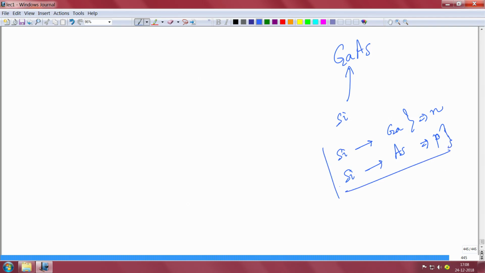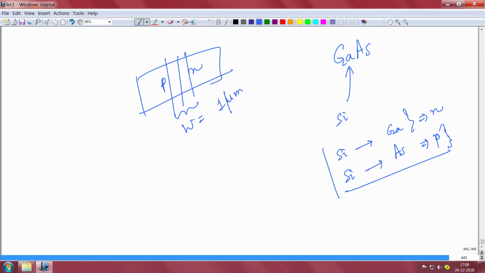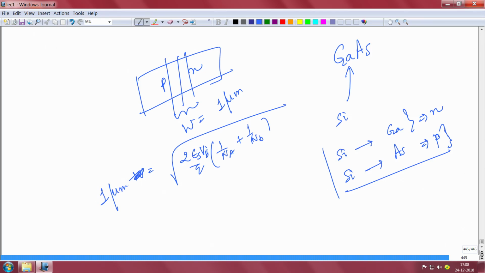Sometimes they might give you a question like this: I have a normal PN junction, and at 0 bias the depletion width is, suppose, 1 micron. When I say 0 bias, W equals, if you recall, the square root of 2 epsilon by q times VBI, the built-in potential, times 1 by Na plus 1 by Nd. Now this is 1 micron. The question is, at what voltage will this depletion width become smaller, say 0.5 micron? At some forward bias voltage it will become smaller, no? So it will become 0.5 micron at some forward bias voltage.